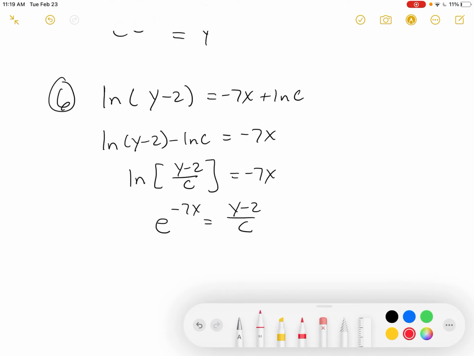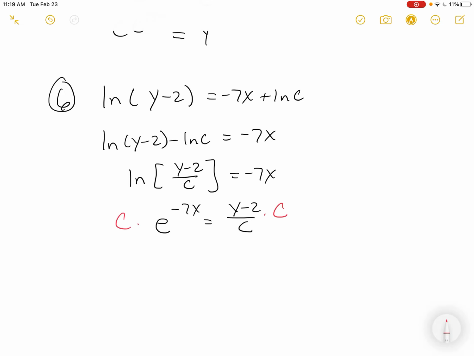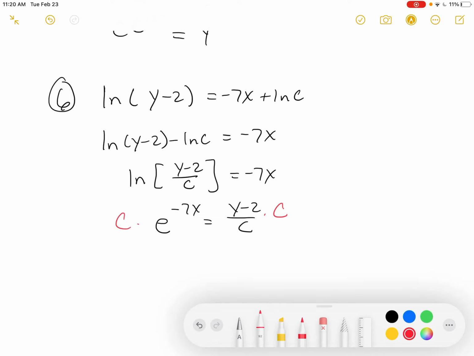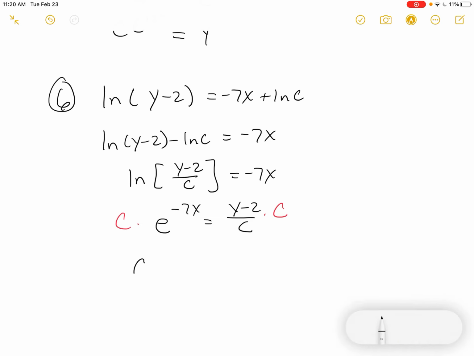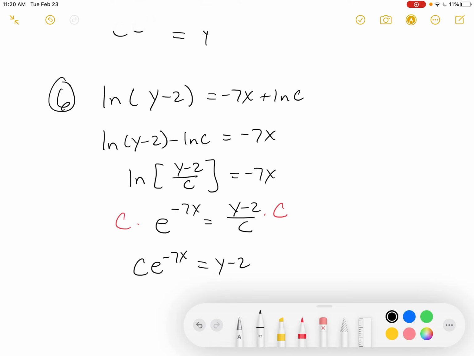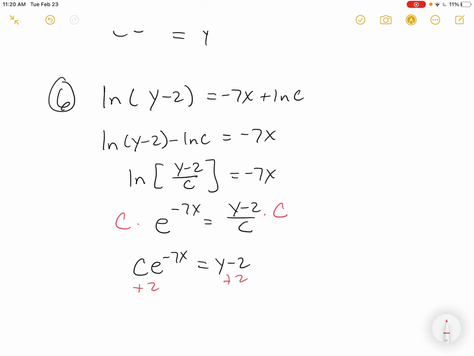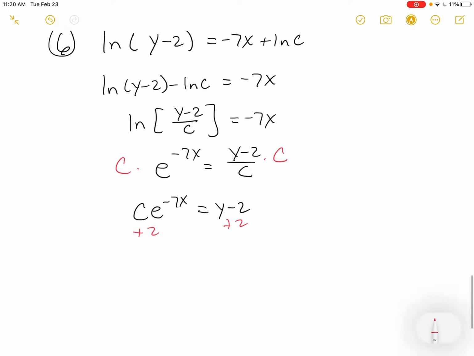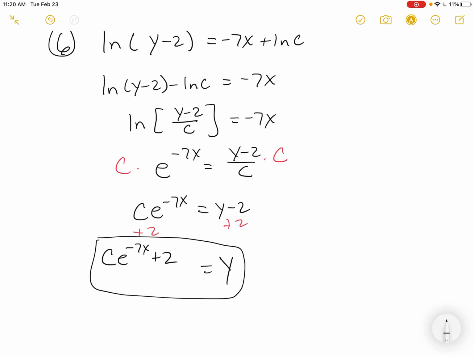Let me put that here in a different color. Multiply both sides by c. And then, what are we left with? Or what do we obtain? c e to the minus 7x is equal to y minus 2. And then we're going to simply add over the 2. And now you know what y is. I'll keep y on the same side that it is so it doesn't look too crazy. This is c e to the minus 7x plus 2. And that's what y would be equal to under that situation.